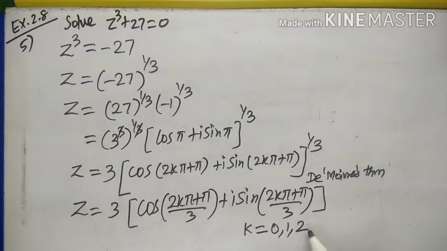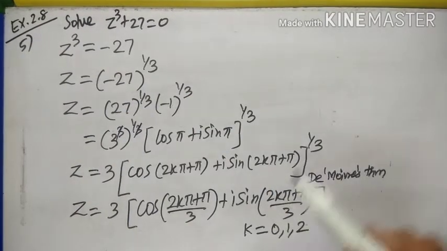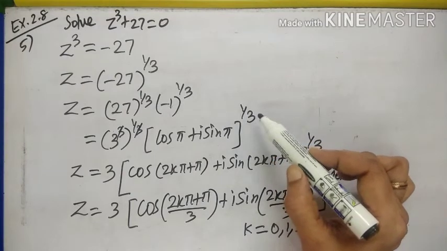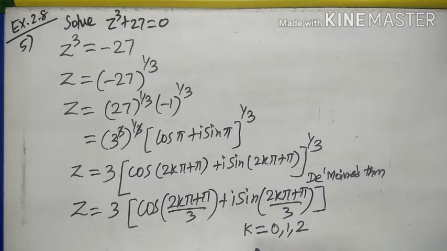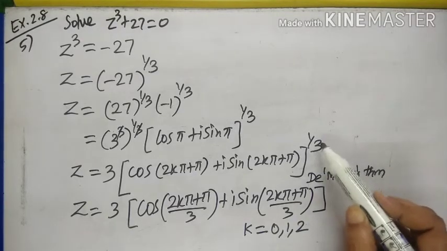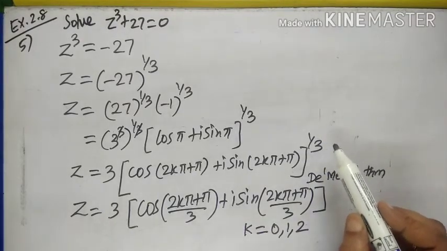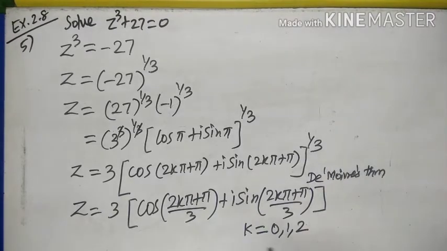How do I write it? In the given question, it is 1 by 3, the power. The denominator decides k value. Denominator 3 means I should get 3 roots. That is k value 0, 1, 2. Now wherever k comes, if you want, you can substitute and simplify or leave the answer like this, and this is the solution.